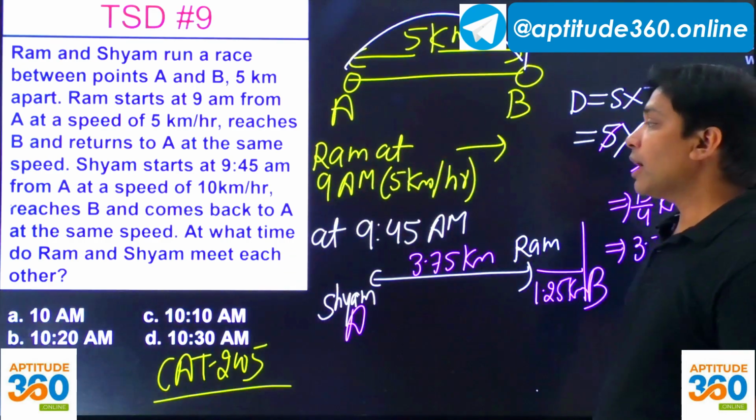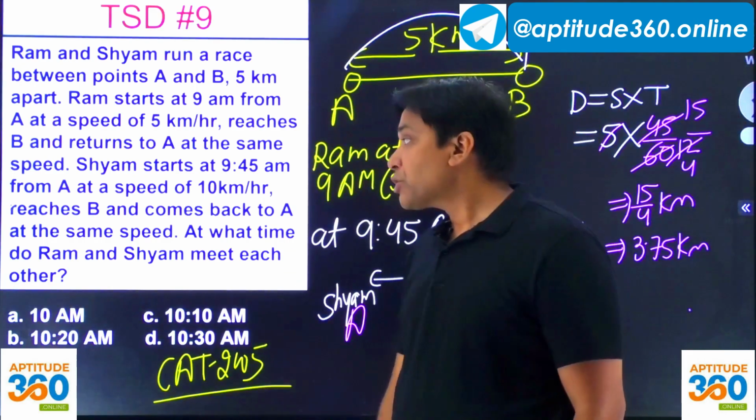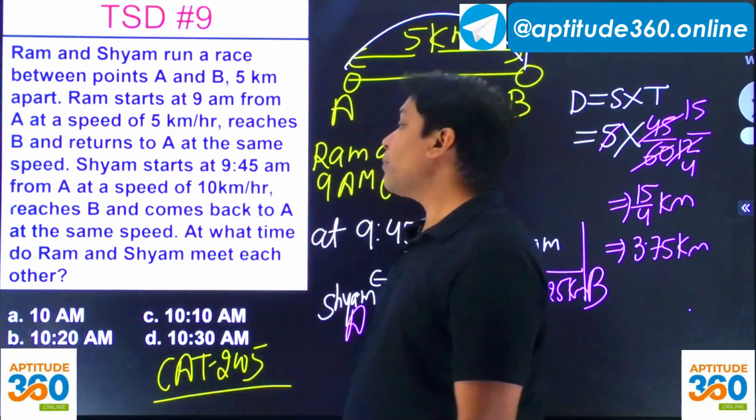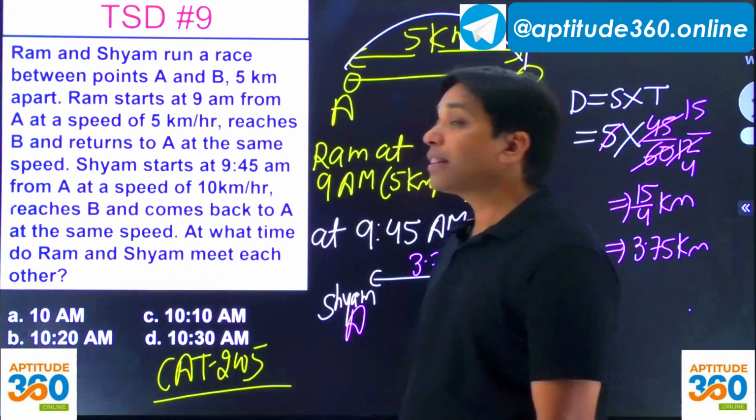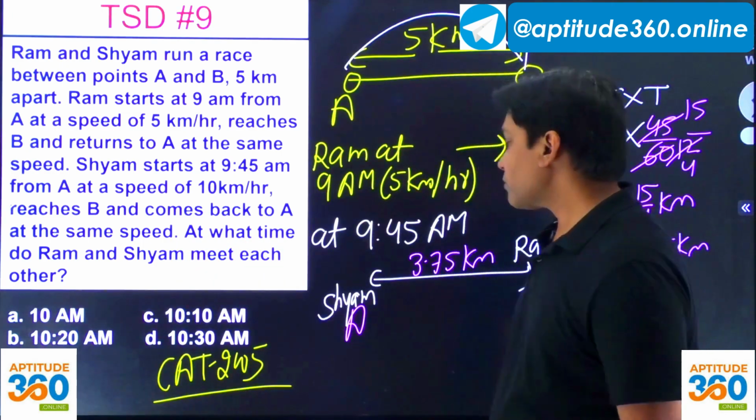Ab problem kya bol raha hai? Ab Shyam bhai sahab ne shuru kiya at the speed of 10 kilometers per hour and reaches B and comes back to A at the same speed. At what time do they meet each other?